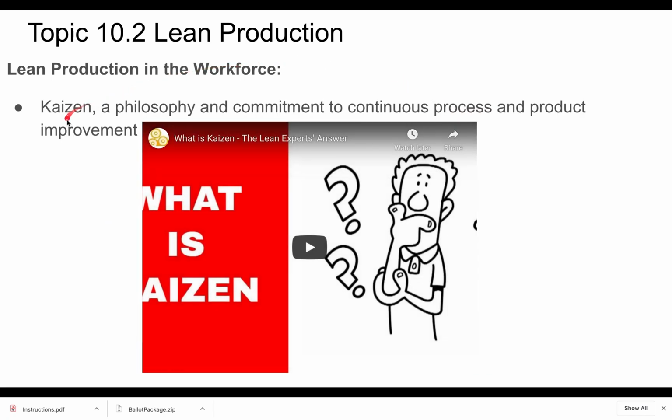Okay, so Kaizen is that philosophy of continuous process and product improvement, and you can have a quick look at this video. But it's just this idea that we need to continually improve in order to make something better and better and better, and this is going to help to make your production leaner.